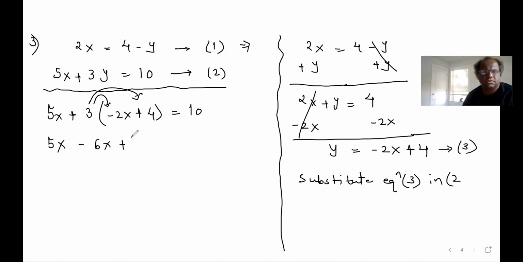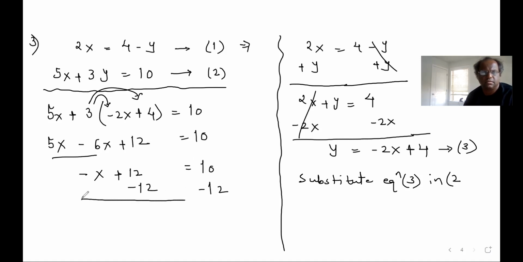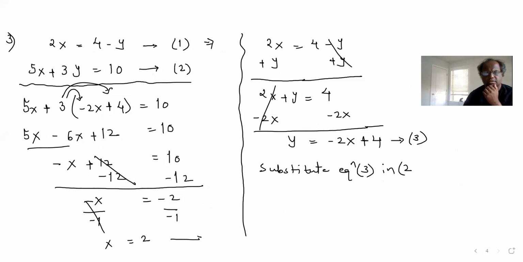Minus 6 plus 12 is equal to 10. Collecting like terms, 10 minus 12 gives minus 6x is equal to minus 2. And you divide by minus 1, and x is equal to 2 is the solution. Okay, so x is equal to 2.